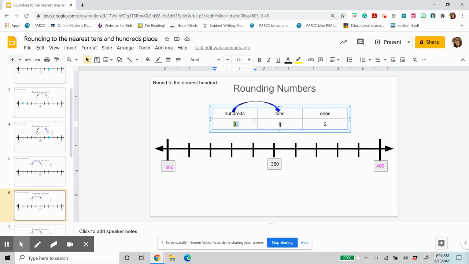So now we just need to look at our decision maker. It's a 6. Well, if the 5 comes here, this is our decision maker, then the 6 has to be on this side of the number line somewhere, right? So 362 would be on this side of the number line. So it would be rounded to 400.